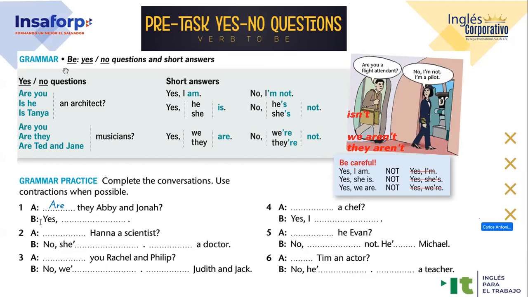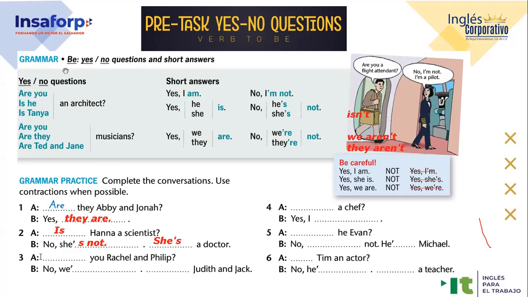Y veamos. A lo mejor alcanzamos a ver algunas preguntas. Are they Abby and Jonah? Yes. ¿Cuál sería la respuesta? Are they Abby and Jonah? Yes, they are. Hannah, scientist. Is Hannah a scientist? No, she isn't. No, she's not. Ahí ya tenía el apóstrofe para ponerla. No, she's not. Ah, okay. Doctor. She is a doctor. Okay. She's a doctor.